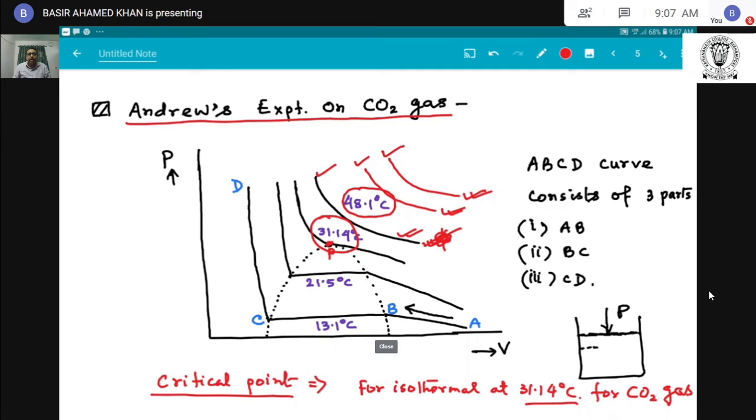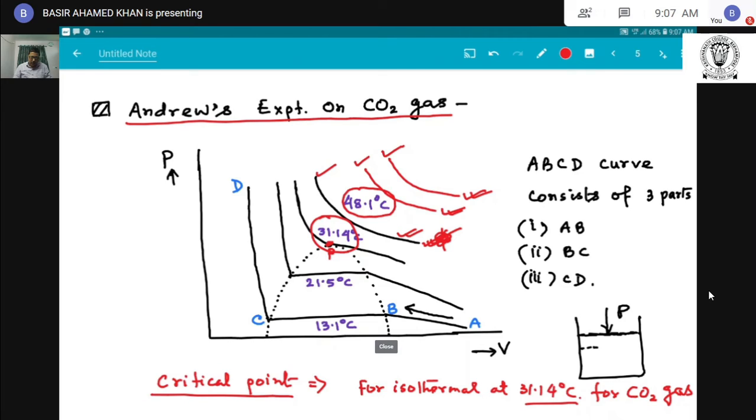At this particular point P, the critical point, there is no horizontal portion of the isothermal, and the special character is that at this point the specific volume of the vapor just before condensation is equal to that of the liquid after condensation.